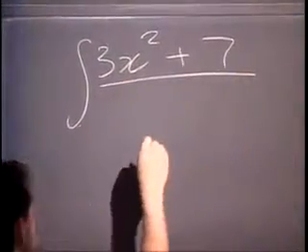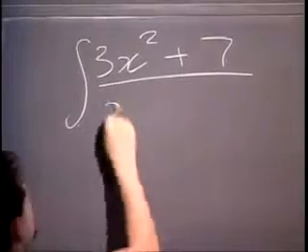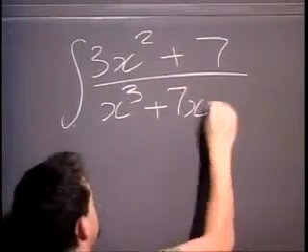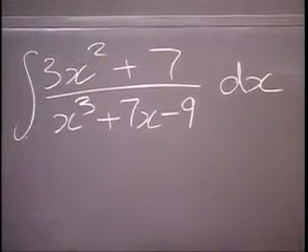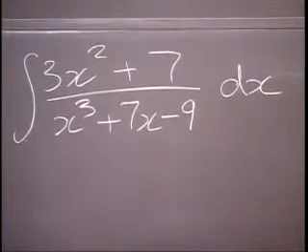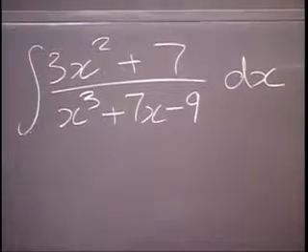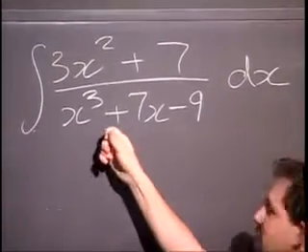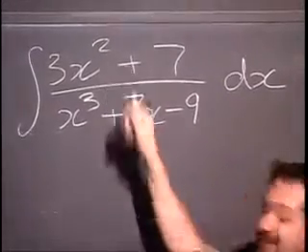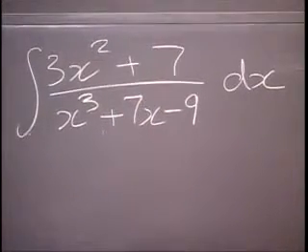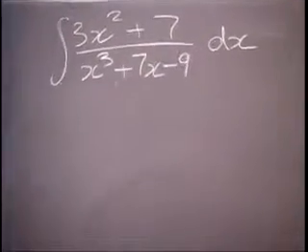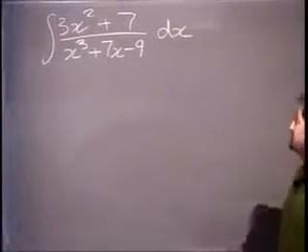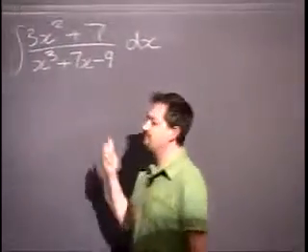Okay, this one looks pretty messy. Integral of 3x squared plus 7 over x cubed plus 7x minus 9. Okay, looks pretty nasty, but there is, again, one saving grace, as it were. The derivative of the bottom is exactly what you have on top. Kind of lucky. If it's not, you have to use partial fractions. But that we will do next time. As it happens in this case, we can avoid that, as I said.